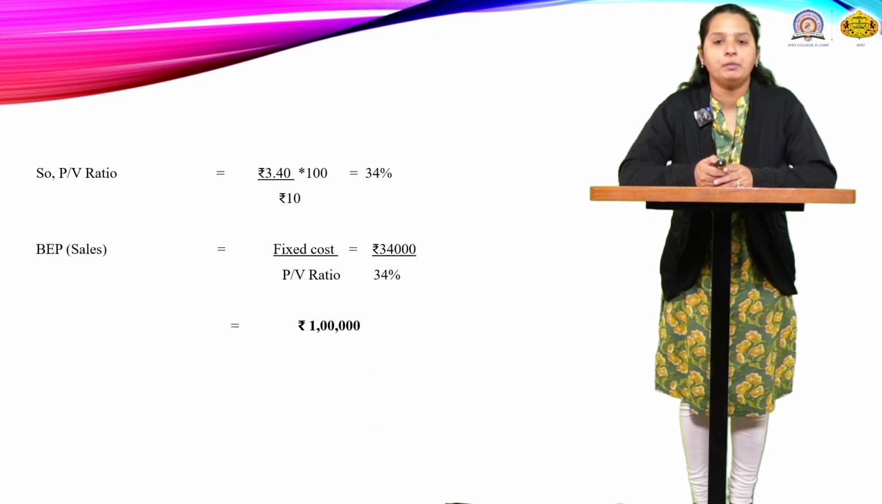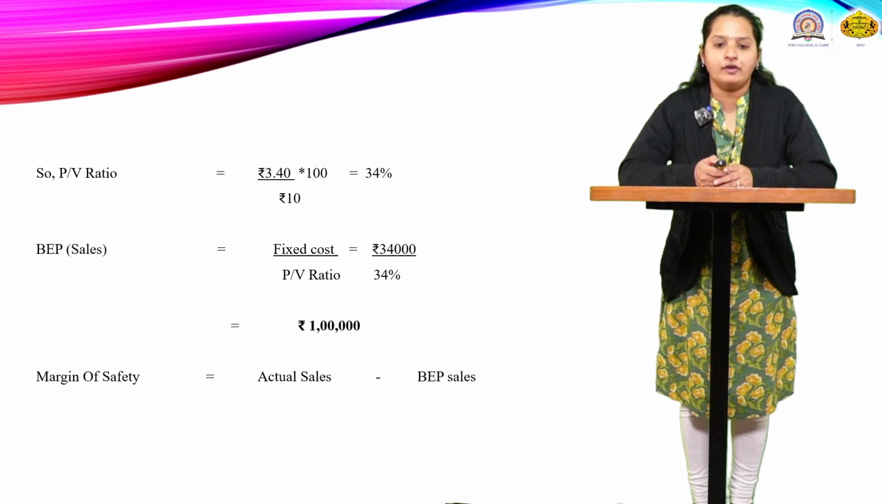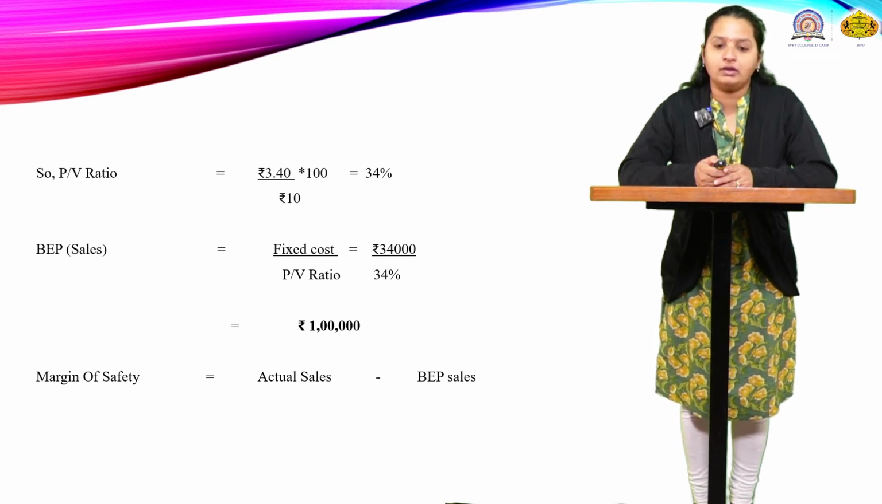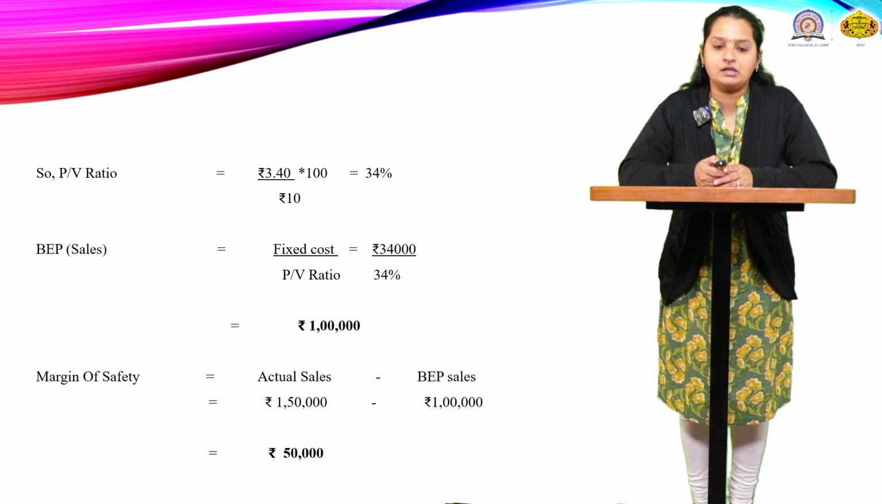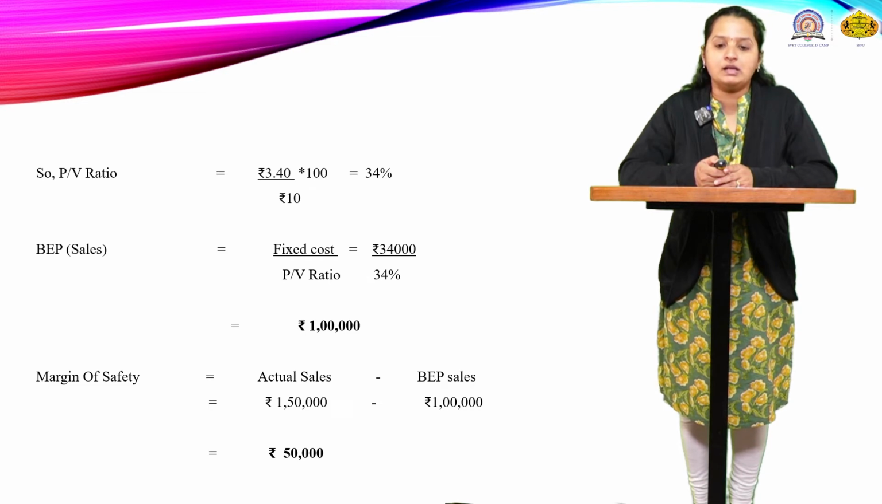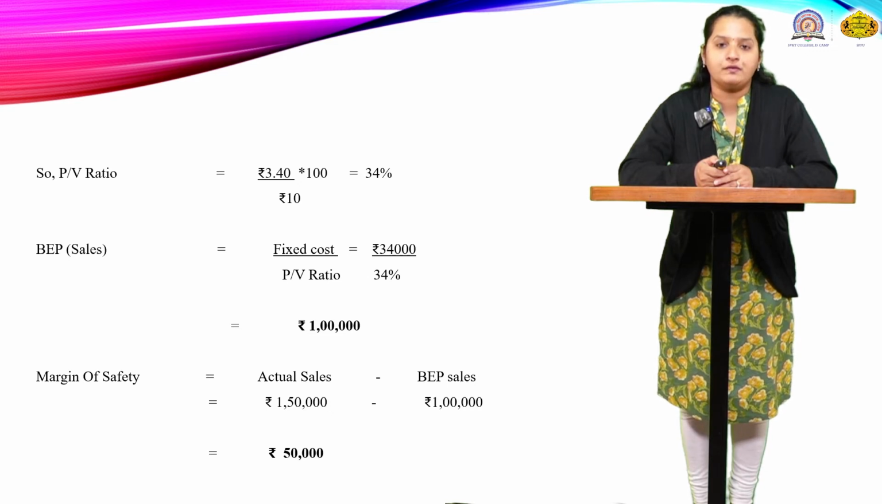Likewise, for the BEP sales in value, we have fixed cost upon PV ratio. So rupees 34,000 upon 34% is equal to rupees 1 lakh, which is our BEP sales. In the same way, for the margin of safety, we have the formula actual sales minus BEP sales. So rupees 1,50,000 minus the calculated BEP sales of rupees 1 lakh, and we get the margin of safety of rupees 50,000. In this way, we can calculate the effect of an increase or decrease in the selling price as well as in variable cost.